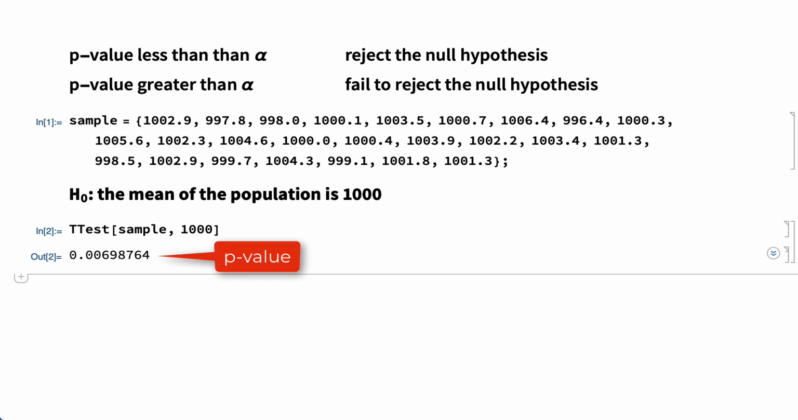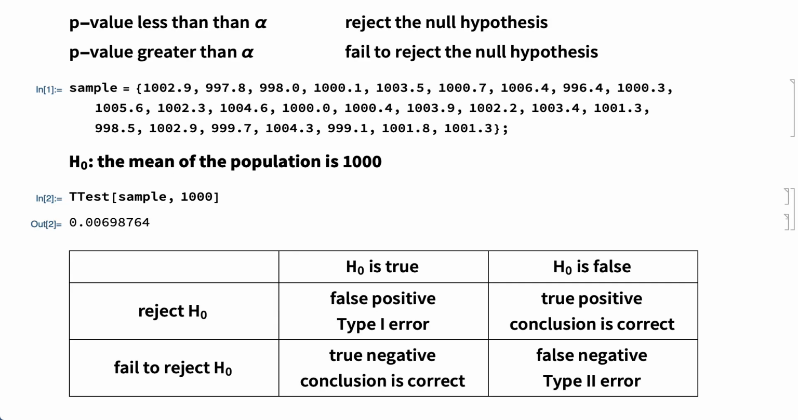Comparing that p-value with the significance level leads to either rejecting or failing to reject the null hypothesis, and in the real population the null hypothesis is either true or false, which leads to a total of 4 possibilities. 2 of those possibilities are correct and 2 are incorrect.